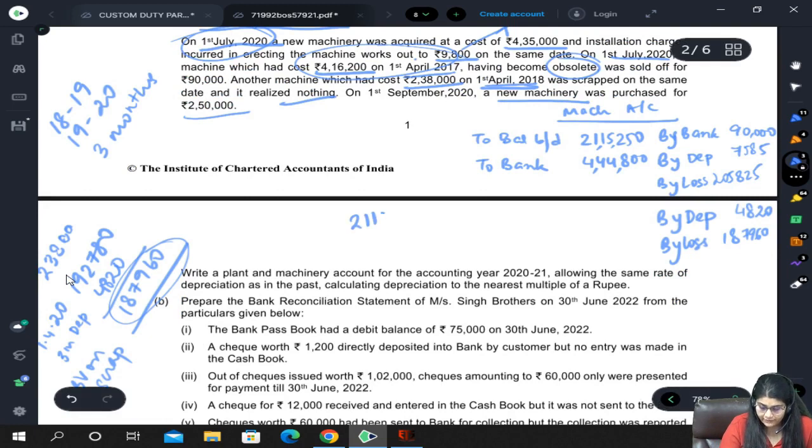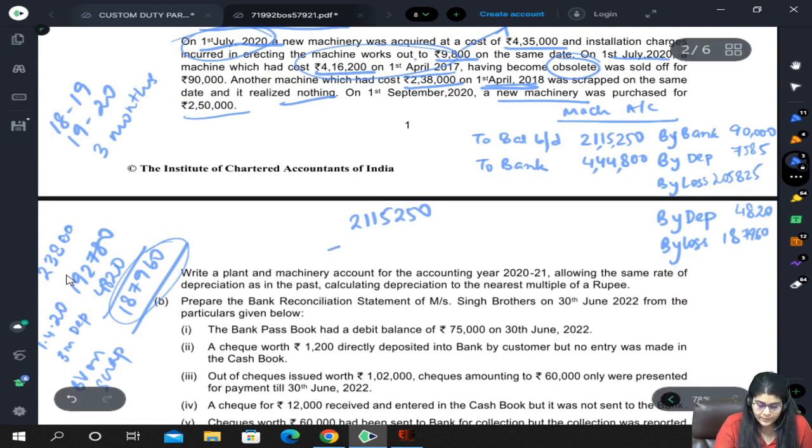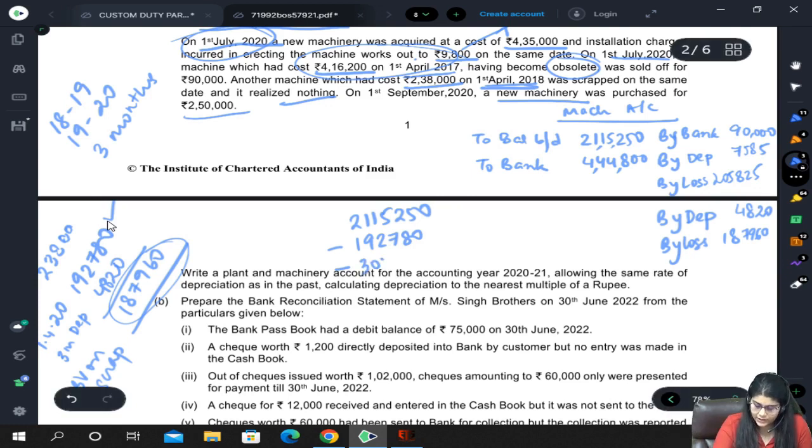This 2,115,250 included the two machineries that were sold off. So from this, we will subtract the value of both the machineries as on 1st April 2020. For the second machine, I have it written over here, 192,780. And the first one, the written down value was, I think, 303410. Let me just check once.